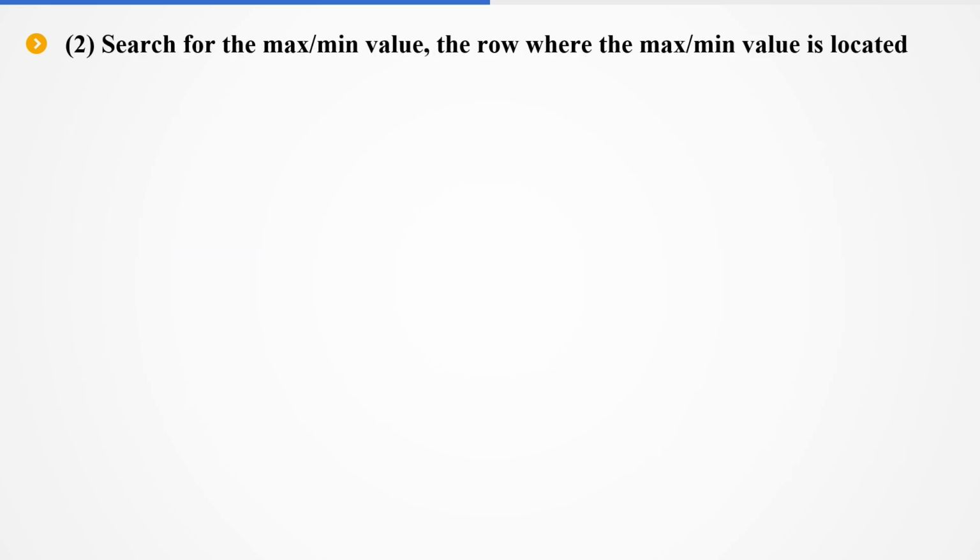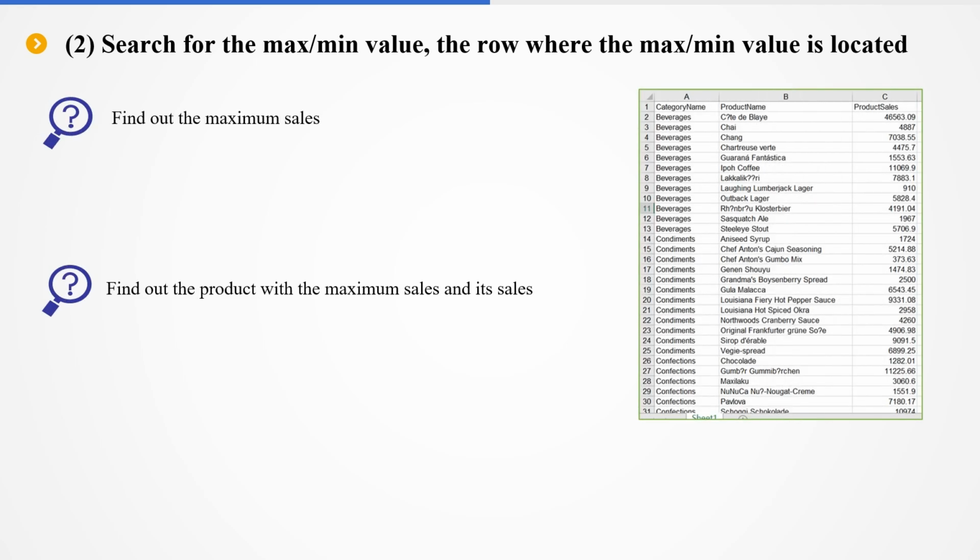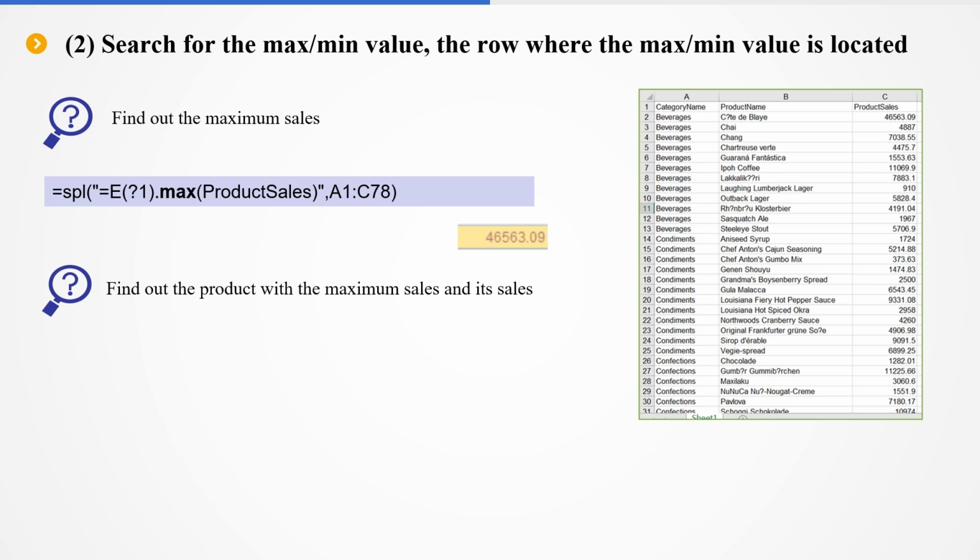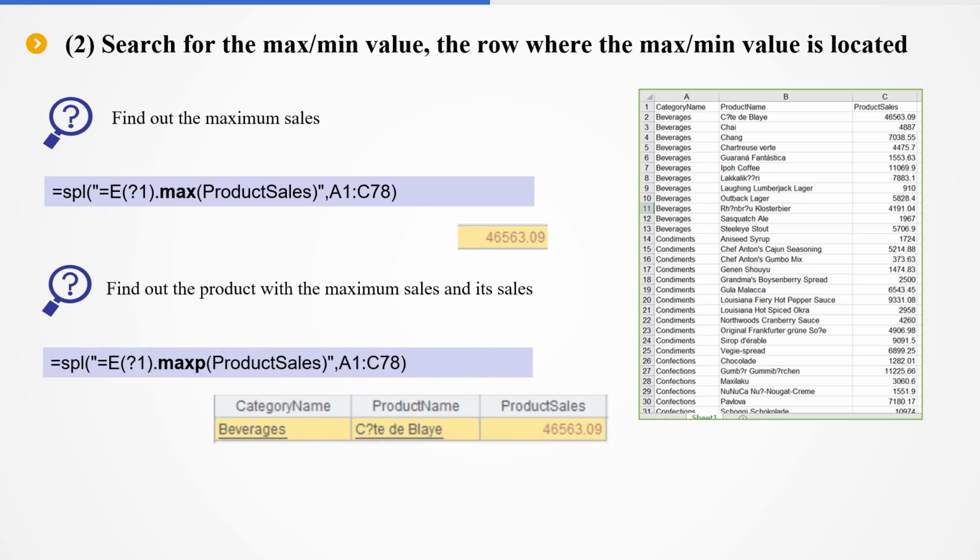2. Search for the max or mean value and the row where the max or mean value is located. There is a sales data table, and now we want to find out the maximum sales, and the product with the maximum sales and its sales data. To find the maximum value, we use the max function, which returns the maximum sales of 46,563.09. To find the product with the maximum sales and its sales data, we use the maxp function, which returns the data of the whole row where the maximum value is located.